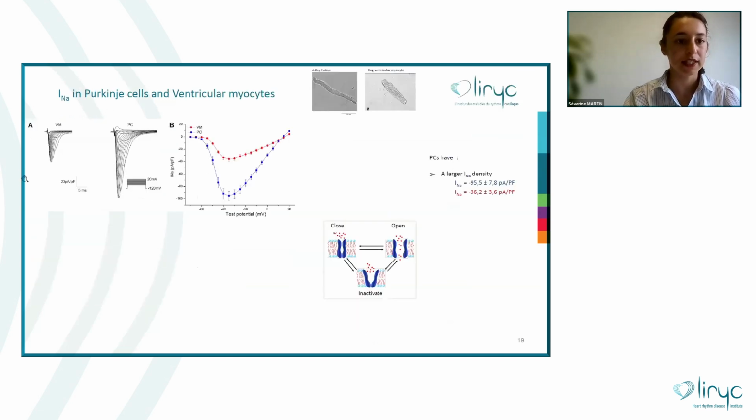So first of all, you can see here the representative currents of ventricular myocytes, and here from Purkinje cells. And you have here plots of the sodium density curve from ventricular myocytes and Purkinje cells. And as you can see, the current density from Purkinje cells is higher than ventricular myocytes.